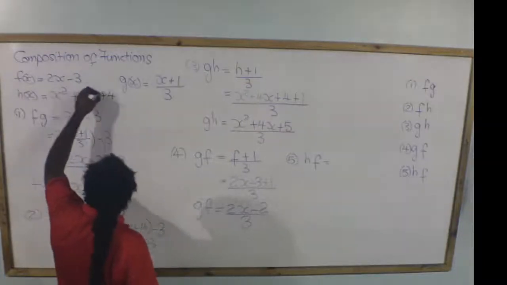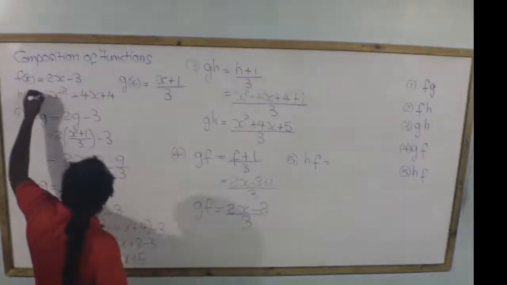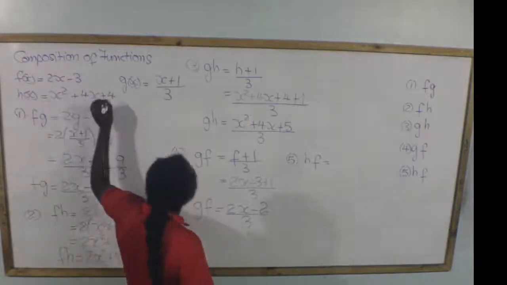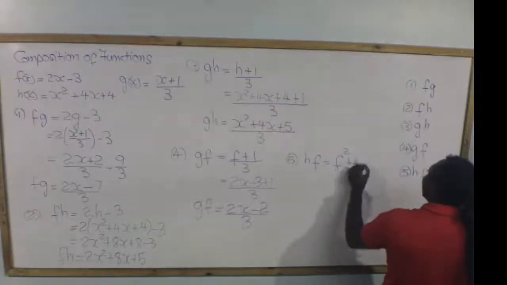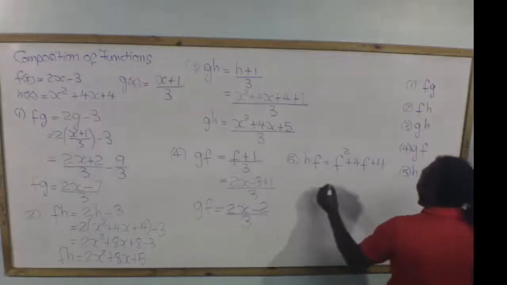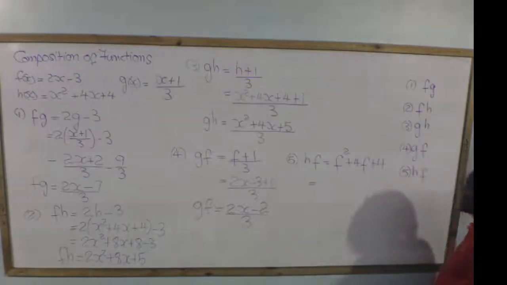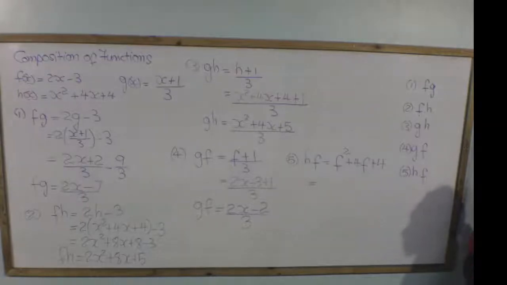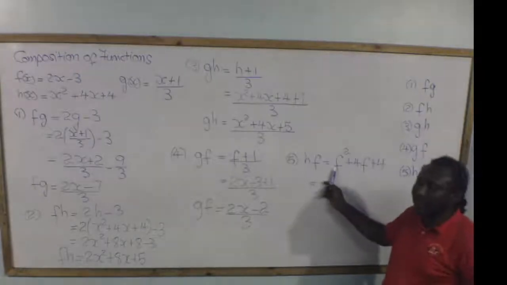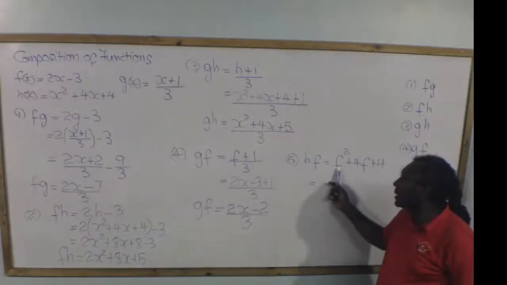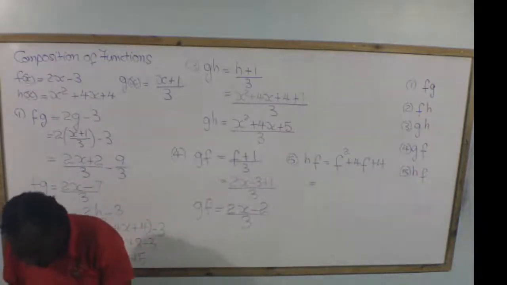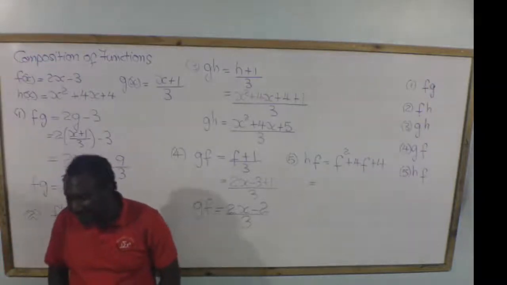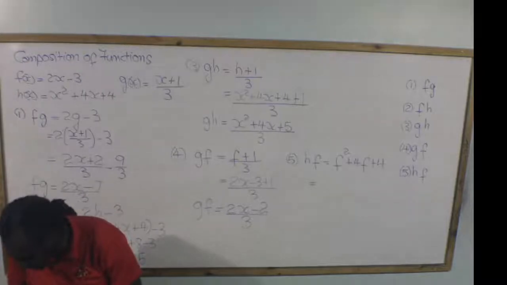h of x is x squared plus 4x plus 4. So h of f must be f squared plus 4f plus 4. And I told you so. What did I tell you? I told you that most of the students will forget what to do with this f squared when we are required to do what's necessary. So we will go straight ahead.